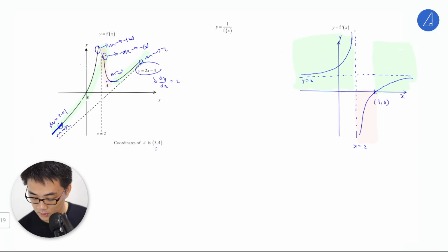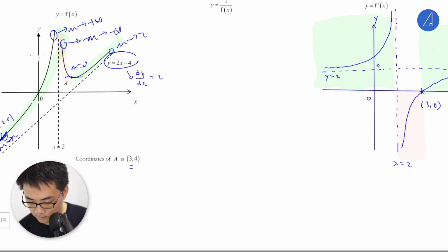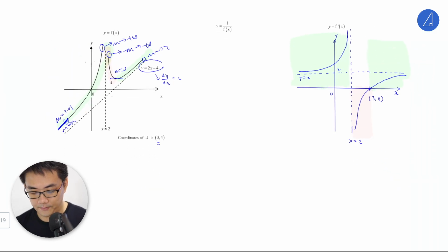Okay, there you go. Should be quite okay lah. These are all pretty standard graphs that will come out in prelims.